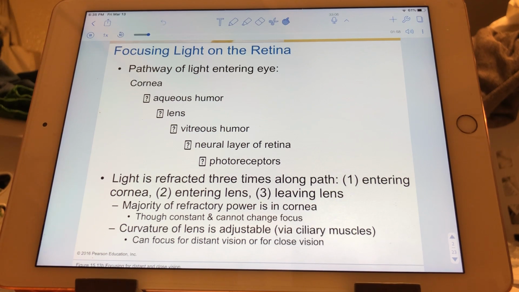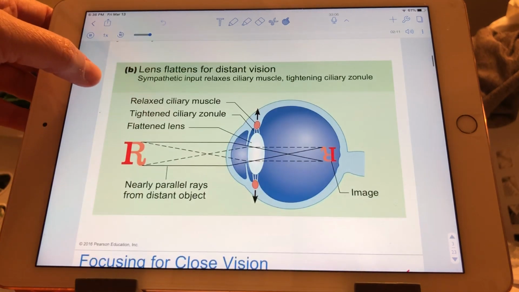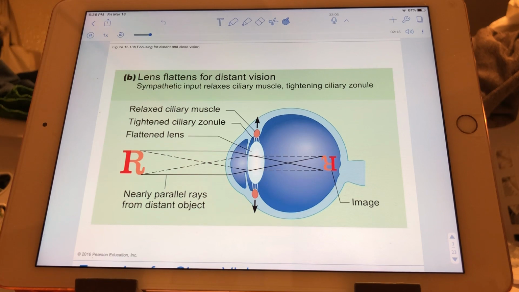Slide number 3. In a normal eye, we like our lens, we prefer our lens to be, why can't I draw? That's weird. Oh, maybe my pencil's dead. We'll plug that in just in case. Anywho, we like our lens to be stretched out or flattened comparatively for distant vision.